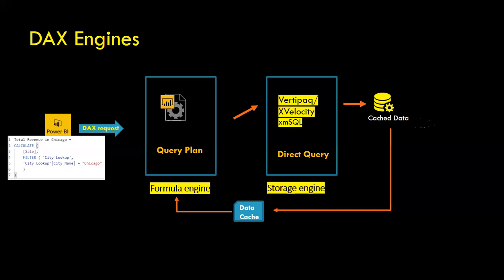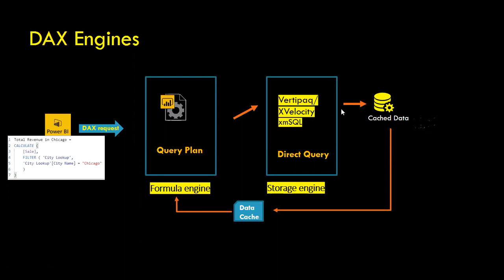What happens behind the scenes here is that the X velocity, upon receiving the query plan, converts your tabular data into columnar data, and then it encodes the data, compresses the data, and loads it in memory. It is an in-memory columnar database. So what is a columnar database? We will discuss it a little later.